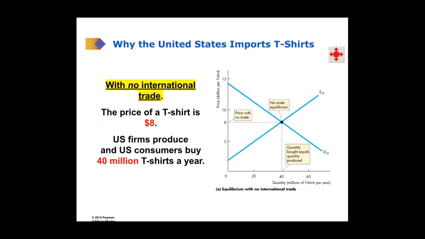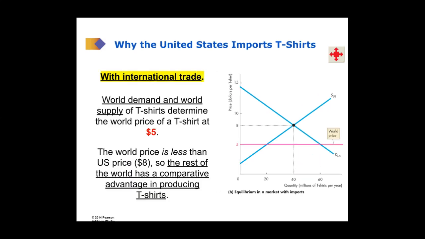So let's look at that example in detail using some supply and demand graphs. We see here the beginning situation with no trade in the United States. The market for t-shirts would generate about 40 million t-shirts being produced in the United States and sold in the United States at a price of $8. Now, if we consider international trade, the world price for t-shirts is much lower. It's only $5 instead of $8. And what that's basically saying is that the rest of the world has a comparative advantage in producing t-shirts.